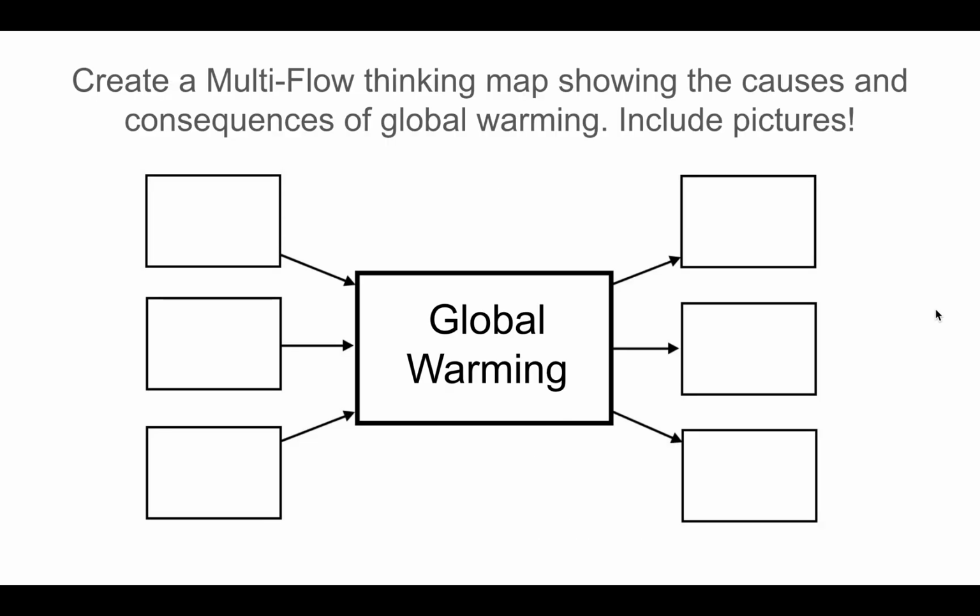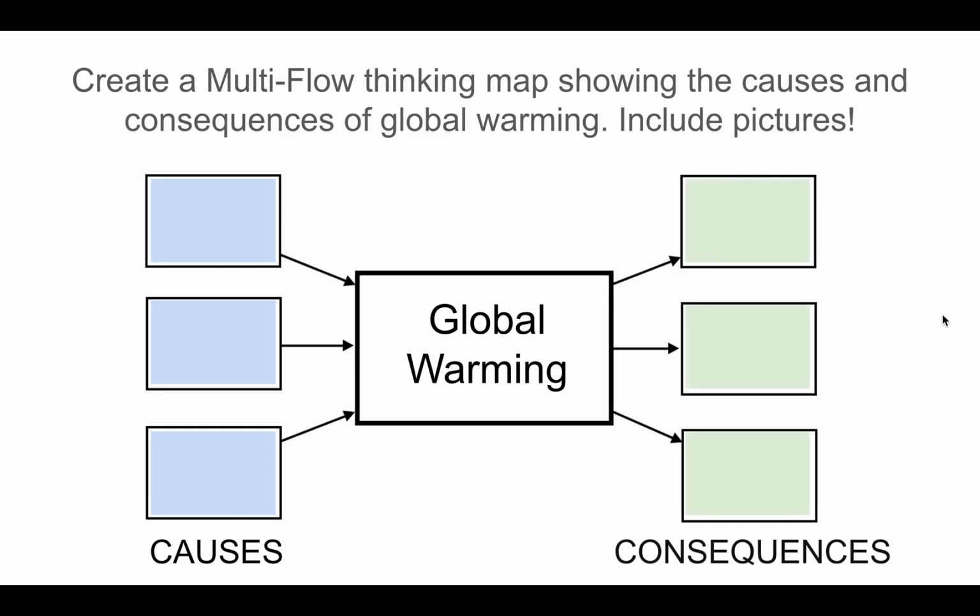All right, for your exit ticket, I want you to create a multi-flow thinking map showing the causes and consequences of global warming. Include pictures. So, on the left, you can put the causes of global warming. What causes global warming? And on the right, the arrows leading off of global warming, you can put the consequences. What is going to occur in our world because global warming is occurring?